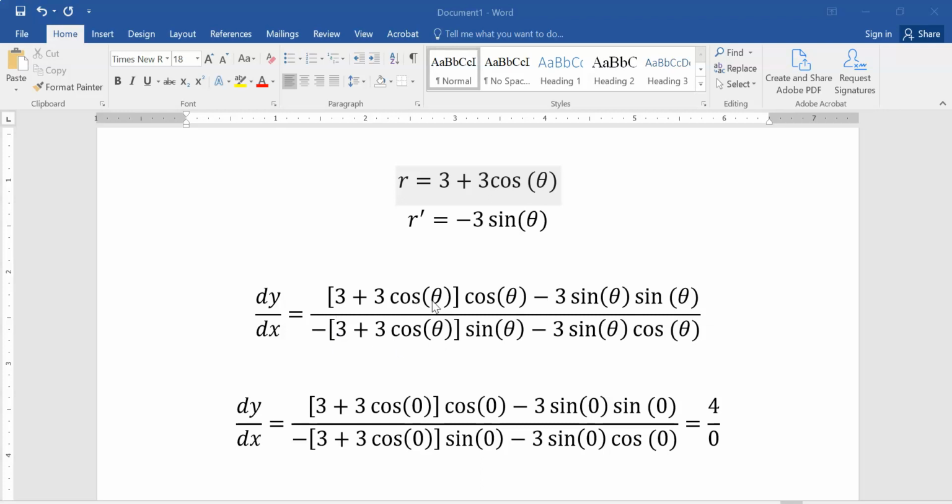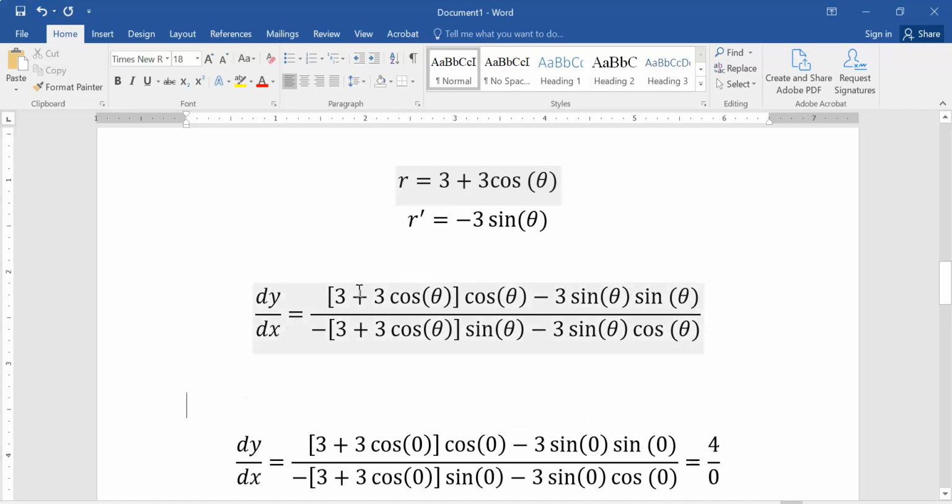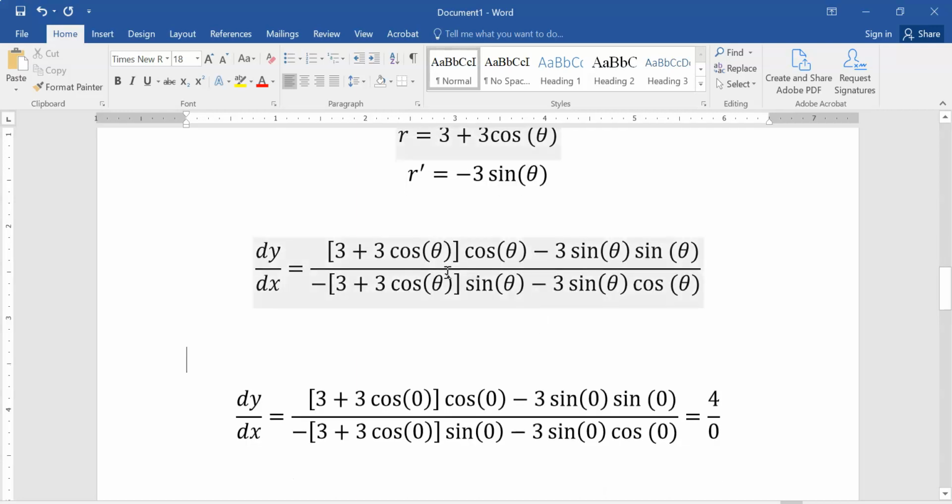So you end up with 3 plus 3 cosine theta, quantity times cosine theta, minus 3 sine theta times another sine theta, and then negative 3 plus 3 cosine theta, quantity times sine theta, minus 3 sine theta cosine theta. That's a really long first derivative, but that's what happens. Now again, if you wanted to simplify this, you could take some time and simplify and rewrite and distribute this cosine, distribute that cosine, do some cosine squared, sine squared, identities maybe, all that kind of good stuff. But in the end, this is what it is. Again, a real kind of messy looking thing.